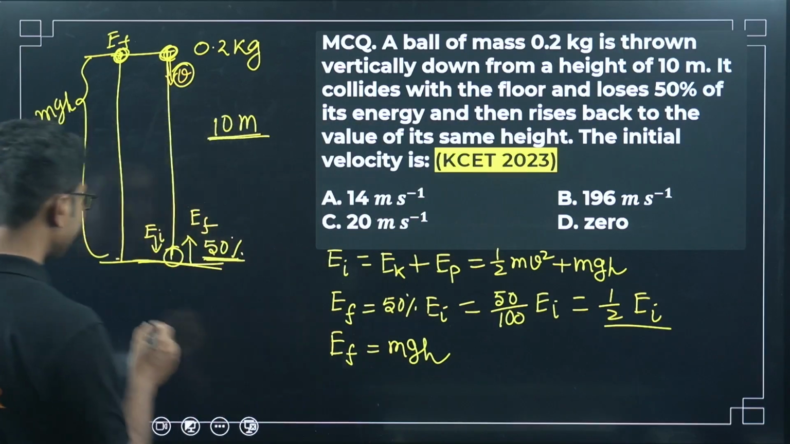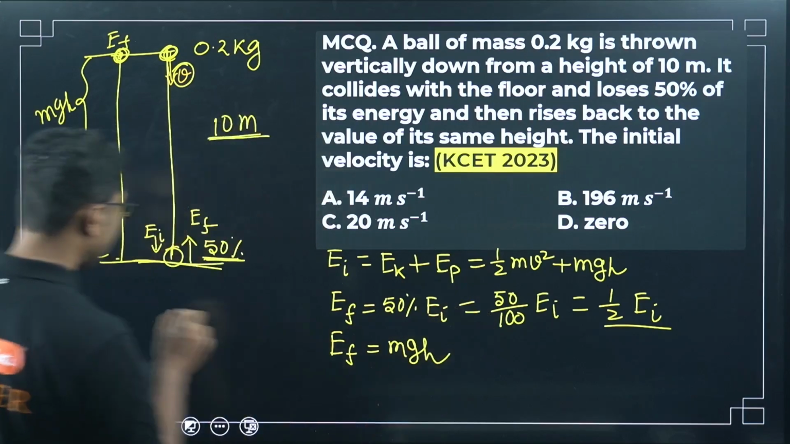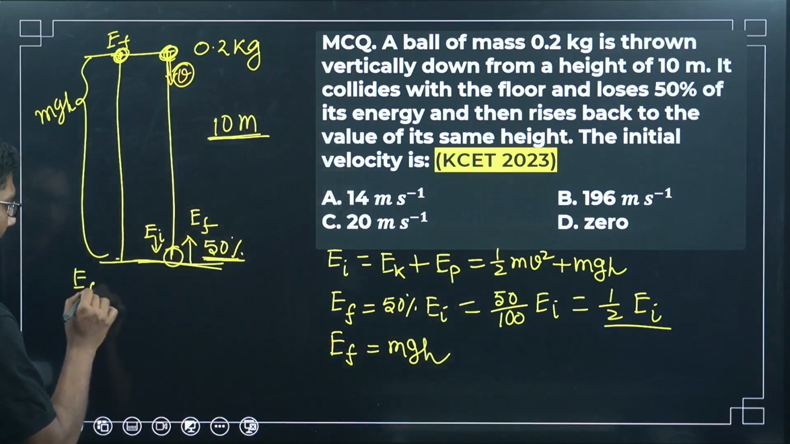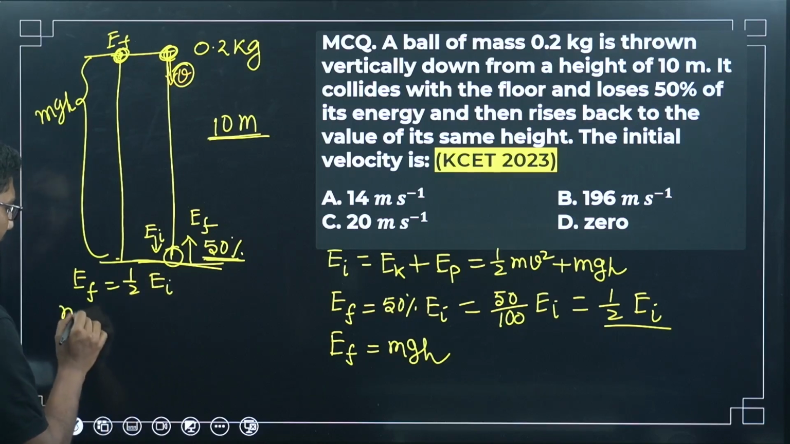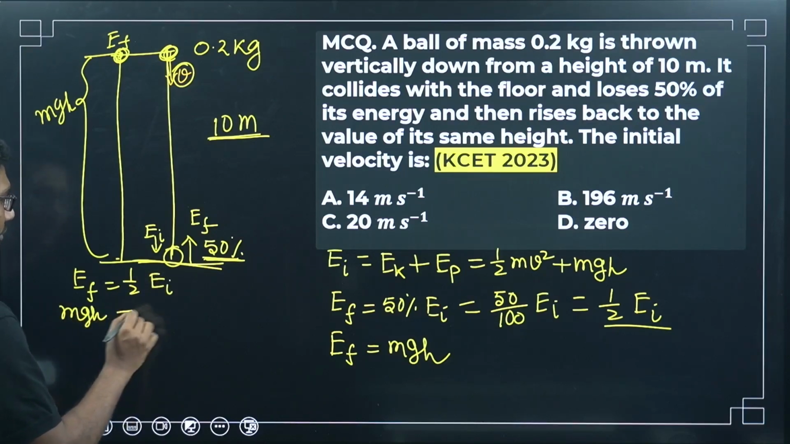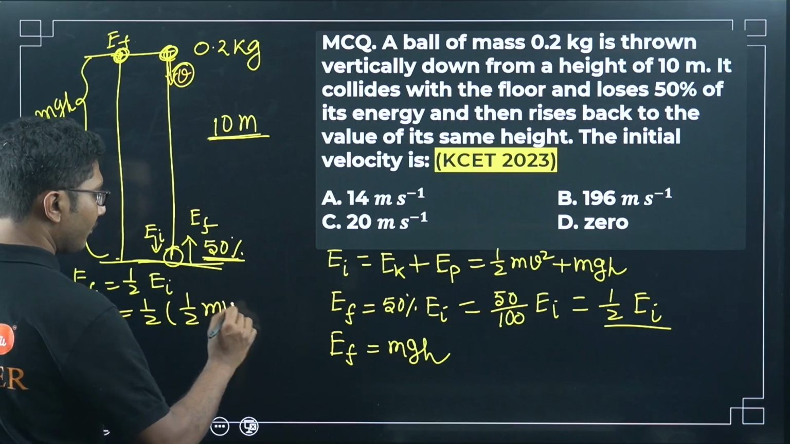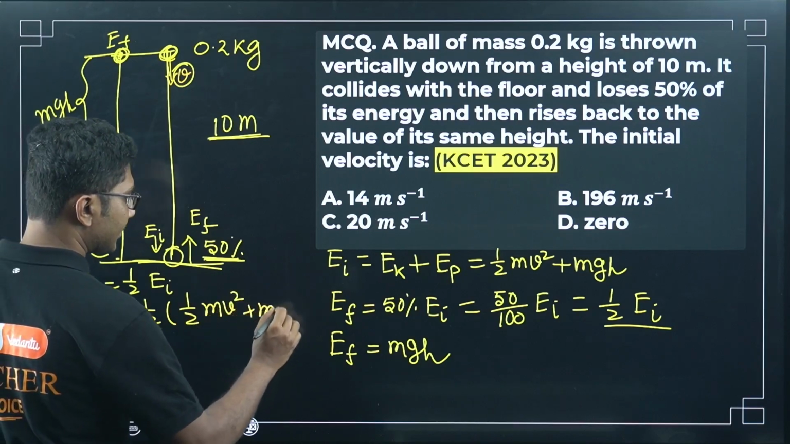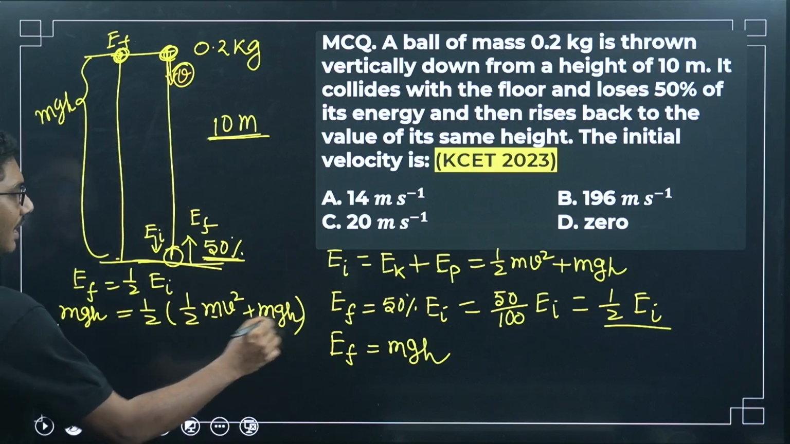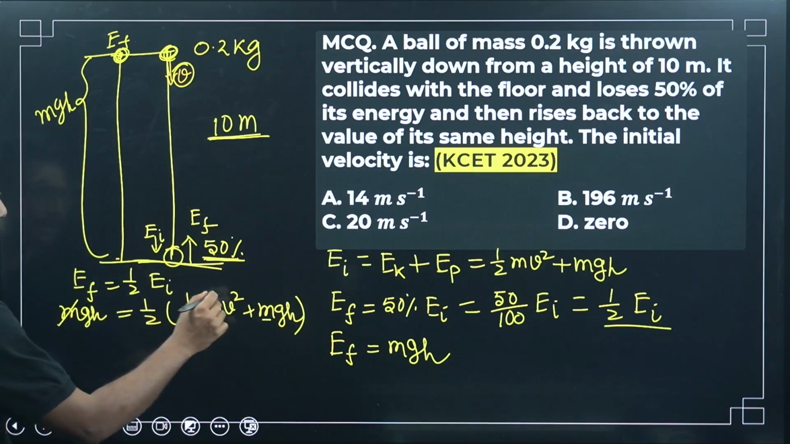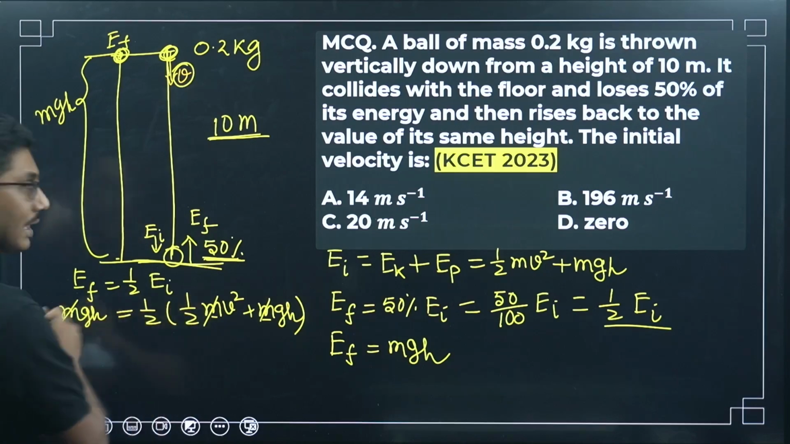Now let's put these values. So EF equals half EI, or mgh equals half of (half mv square plus mgh). Now if you see, all the terms have m in them, okay, so m will be cancelled. In between there is a plus sign, so m will come common and they will cancel.